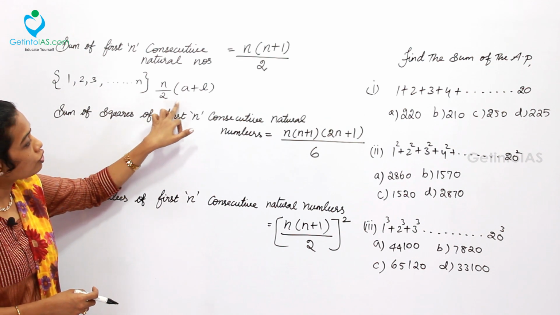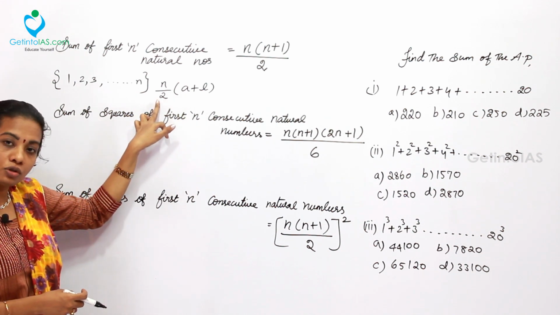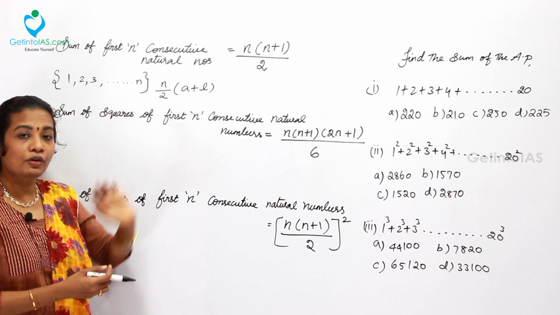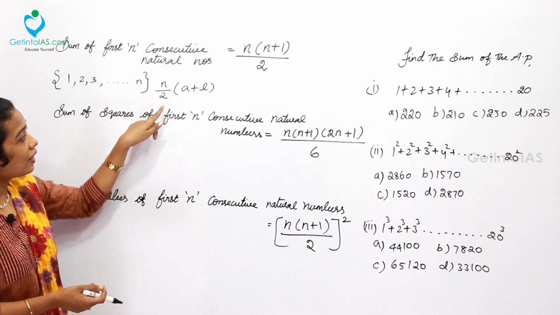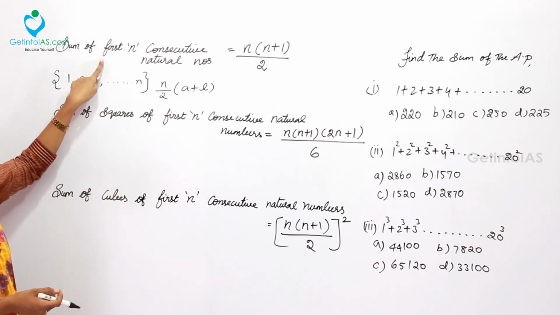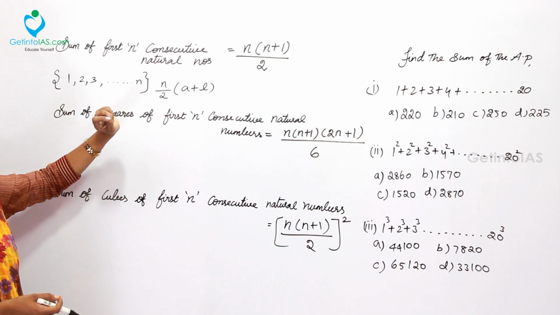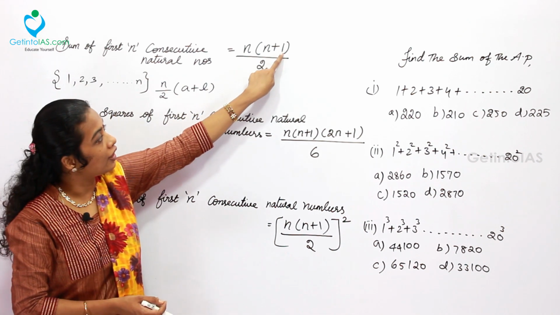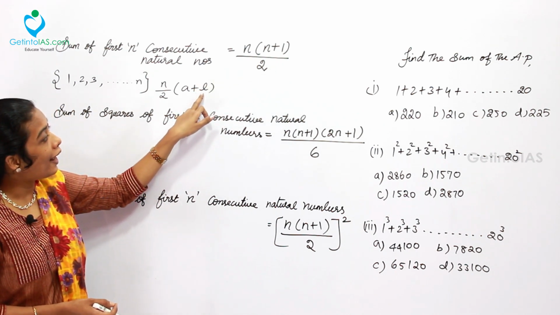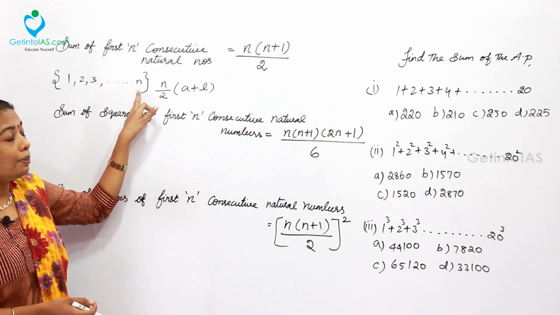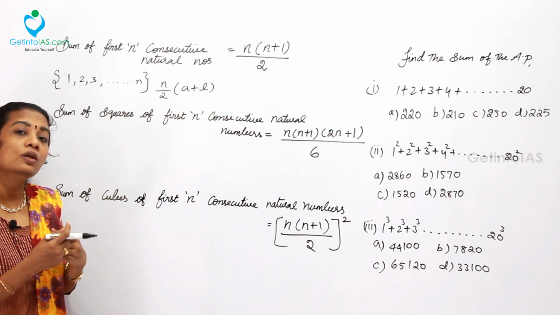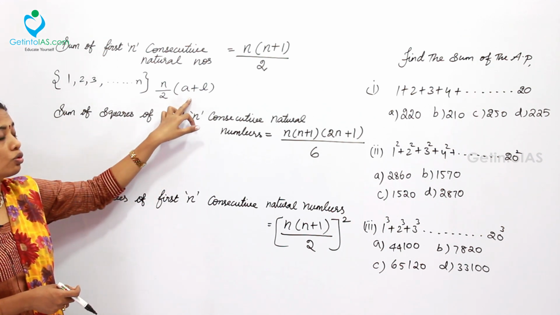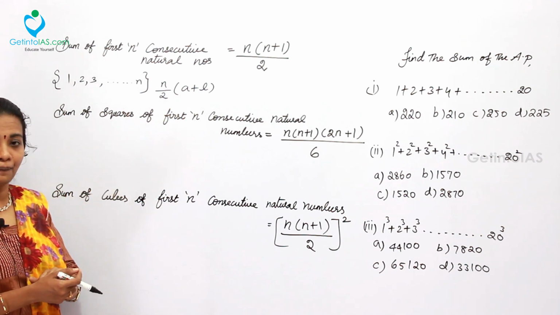So here usually you can also use this formula, but there is a specific formula for that. Why? Because here a is 1 always. In case of first n consecutive natural numbers, a will become 1 always. That's why we have taken 1. The last term L will be different numbers. So that's why we are using this formula for those kinds of problems.